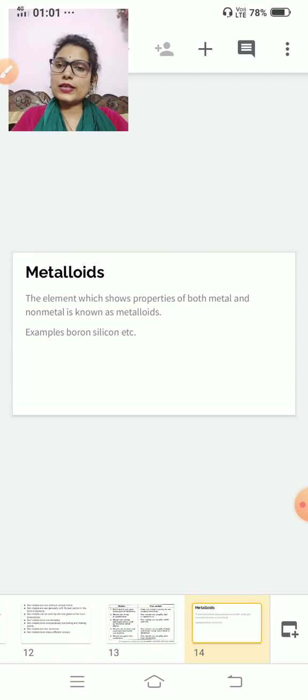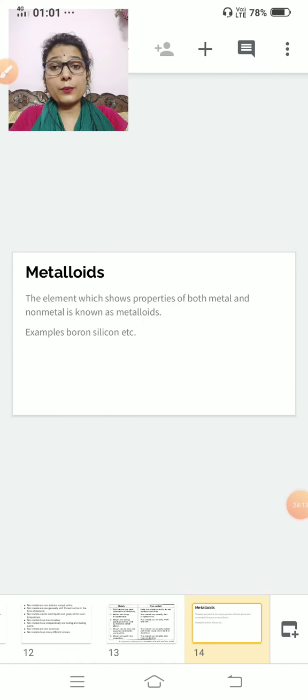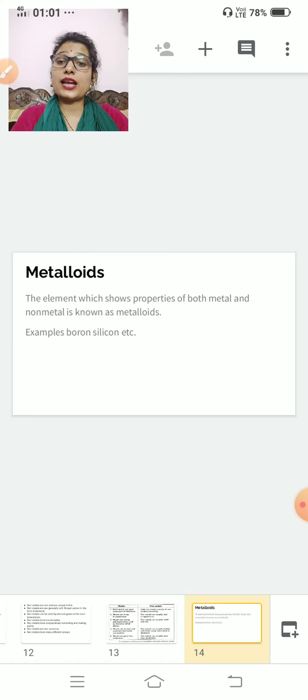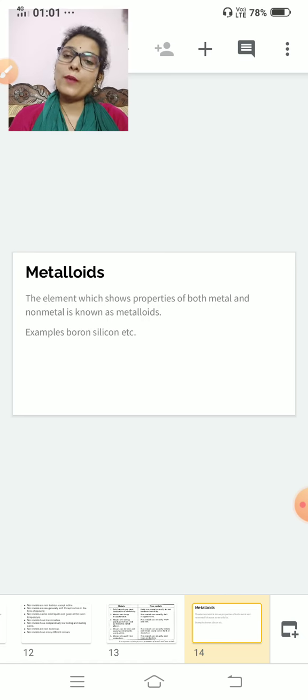Now the third one is metalloids. Metalloids are those elements which show the properties of both metals and non-metals. Some properties of metals and some properties of non-metals. That type of element is known as metalloids. Examples: boron, silicon, etc. These are all examples of metalloids.